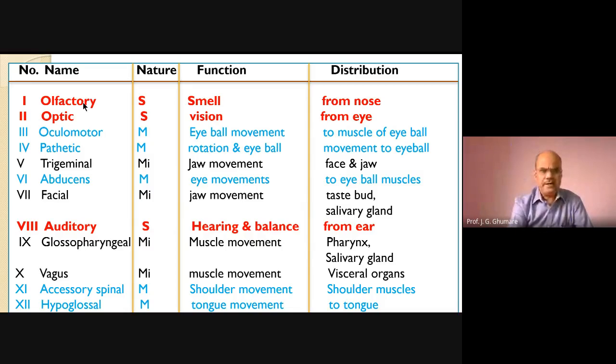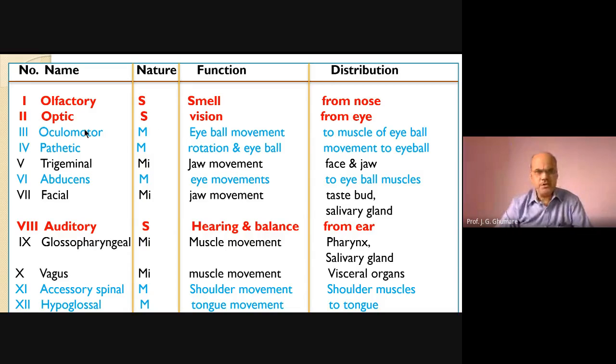The first one is called olfactory. The name itself gives the meaning. The one which comes from the nose, the one which is sensory in nature, and is concerned with the sense of smell. The second one is called optic, the one which brings the message from the eyes, the one which is concerned with vision. Again, it is sensory in nature.